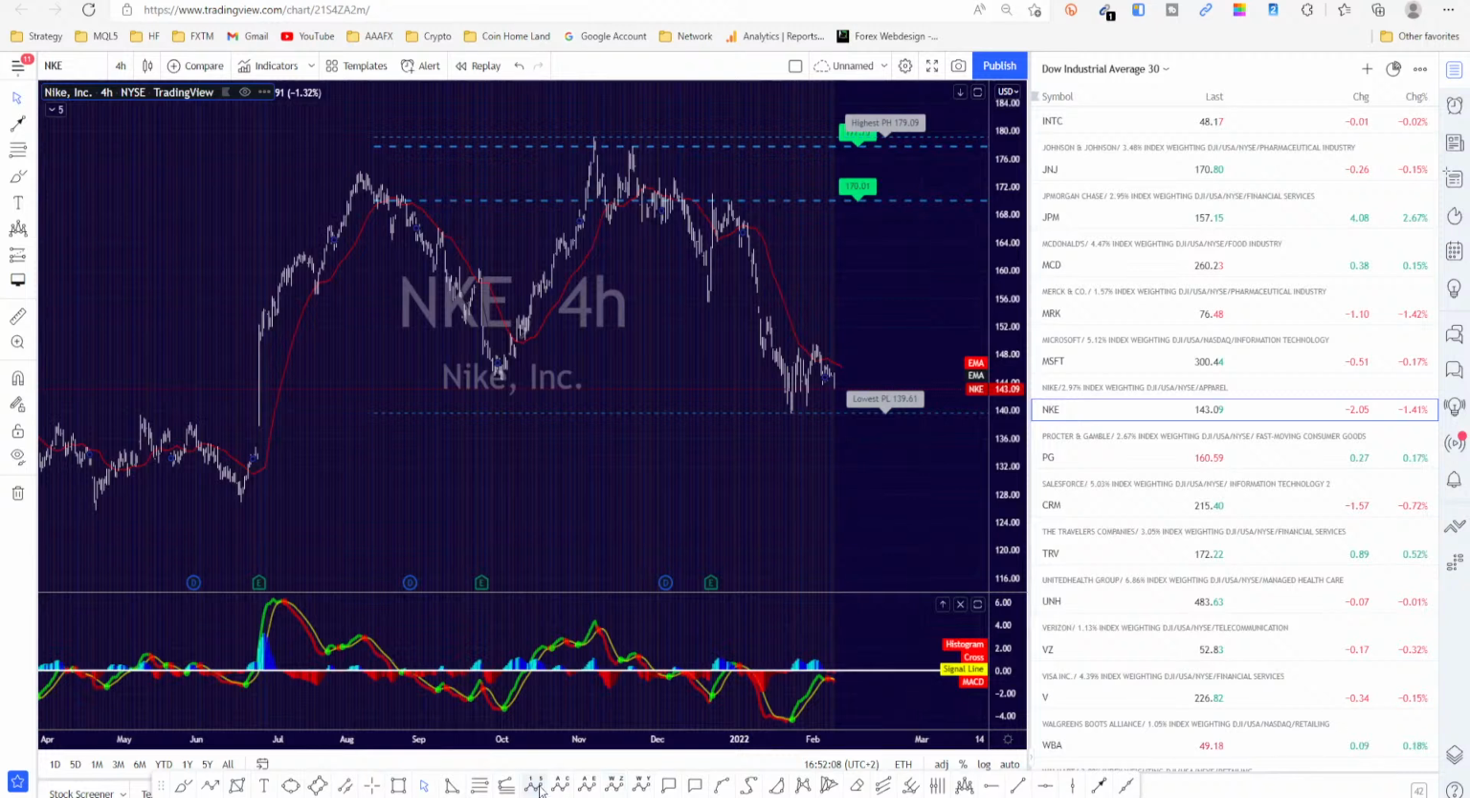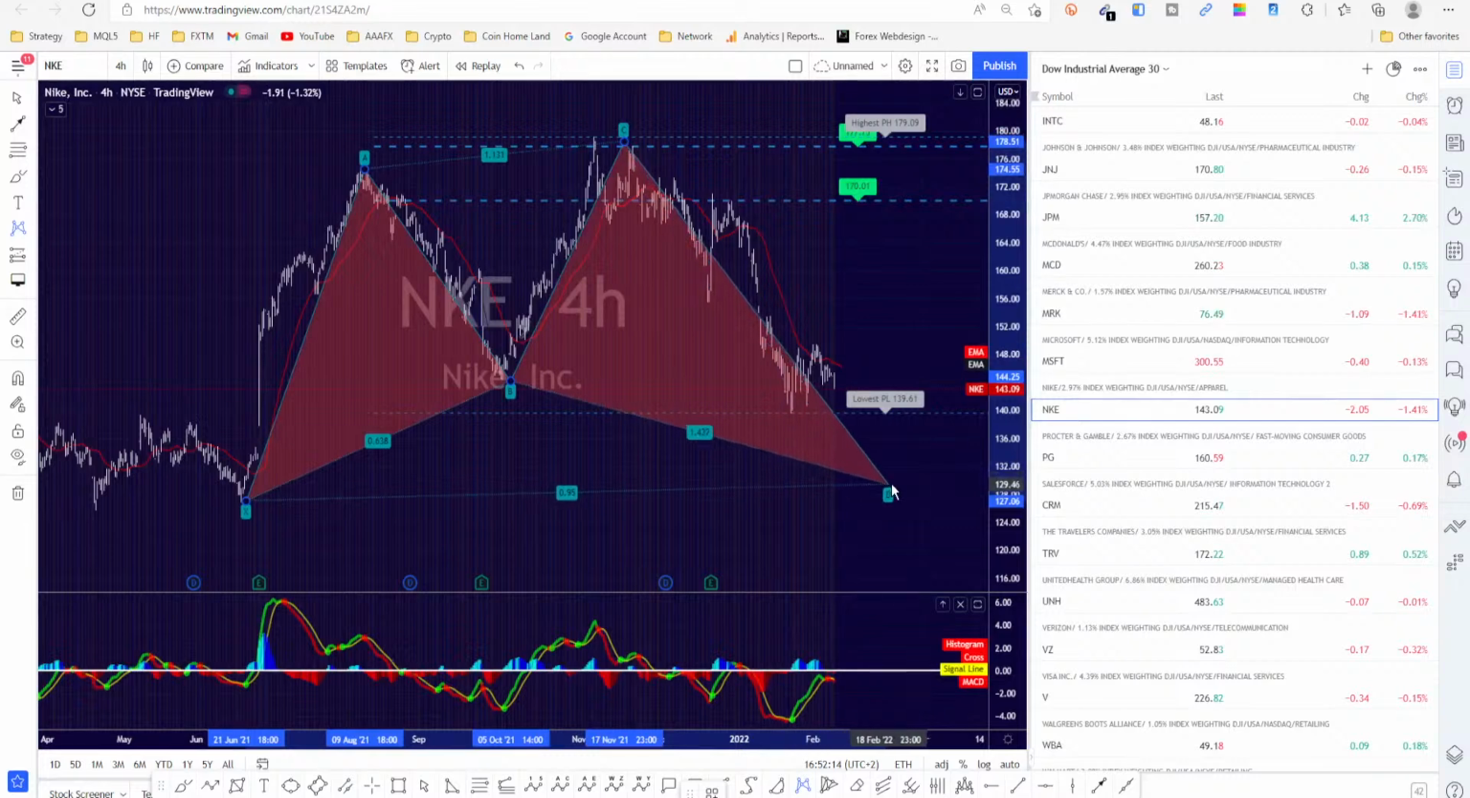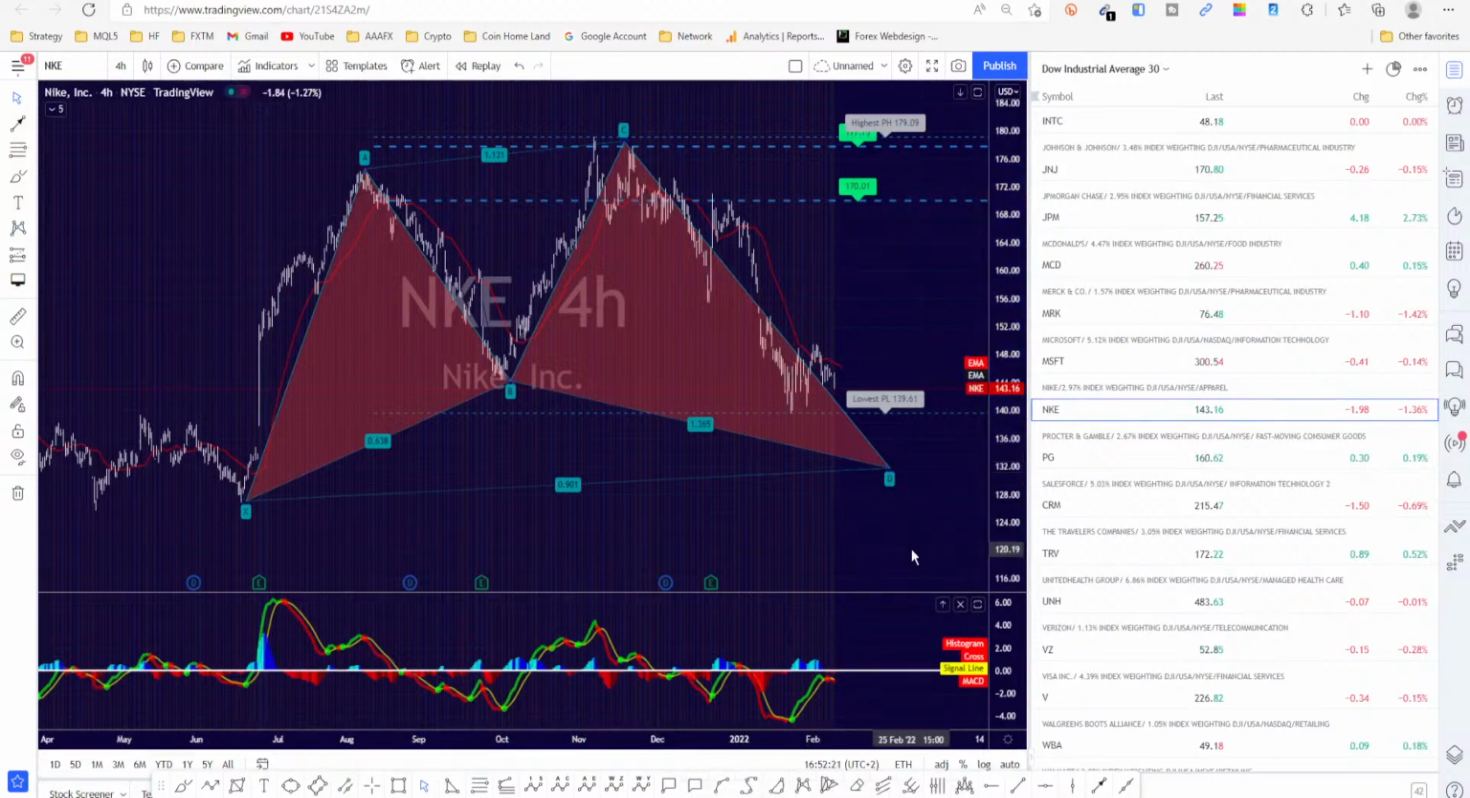Okay, guys, we can come here to 9 or something. It can continue going down a little bit to 130. Okay, so that's Nike. Nike has a 2.9 weight in the index, so it's very important to pay attention to the weights.